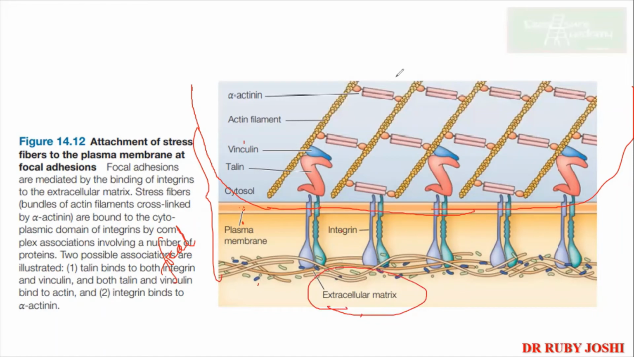First point. Second, these integrins are in connection with the actin filaments. ये क्या है? Line wise इतने सारे, they are actin filaments, since they are connected to each other with the help of alpha actinin. Can you see alpha actinin? They are actually the stress fibers. So actin filaments connected to each other with the help of alpha actinin, this is your stress fibers. They are connected to the integrins with the help of talin and vinculin.